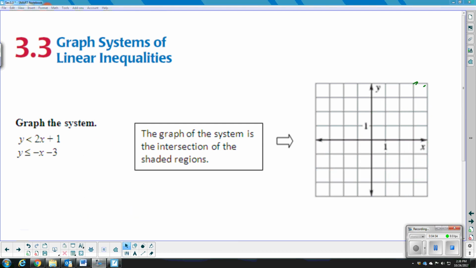Okay, so with our inequalities, we're going to graph each linear inequality. In this first system that you see, the graph of the system is the intersection of the shaded regions. So we're going to graph one line, then shade it. We're going to graph another line, and then shade our solution area. So the first one, y is less than 2x plus 1. Since this is strictly y is less than, we have to use a dotted line.